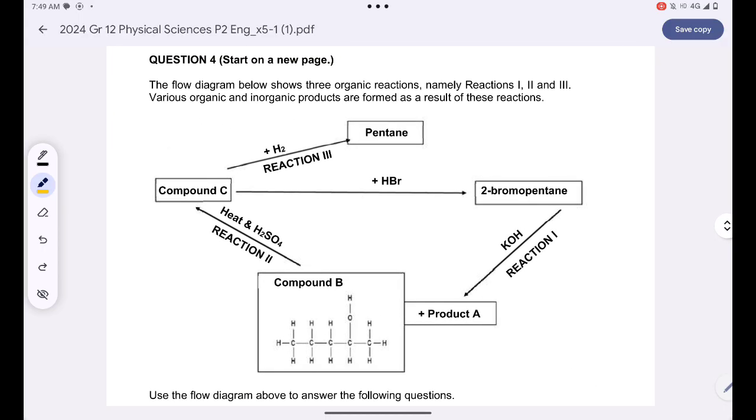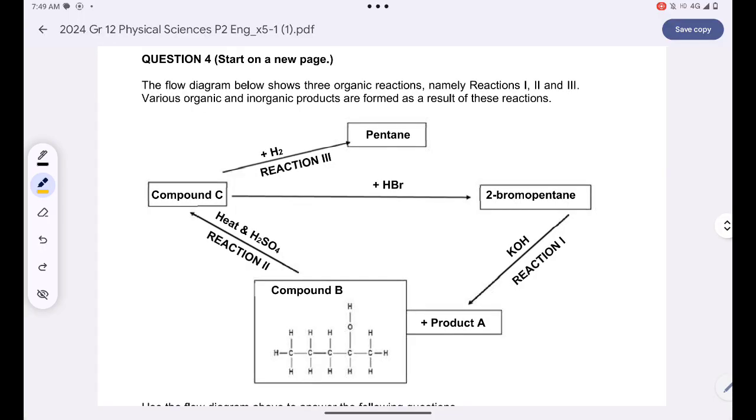Okay, Question 4. We are told that the flow diagram below shows 3 organic reactions, namely reaction 1, 2, and 3. Various organic and inorganic products are formed as a result of these reactions.